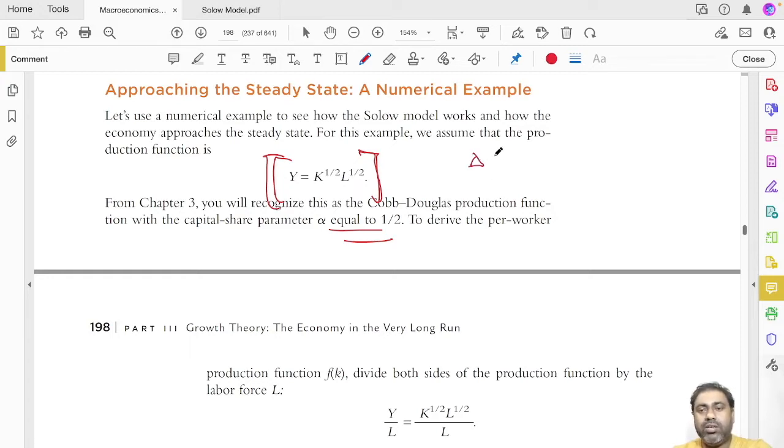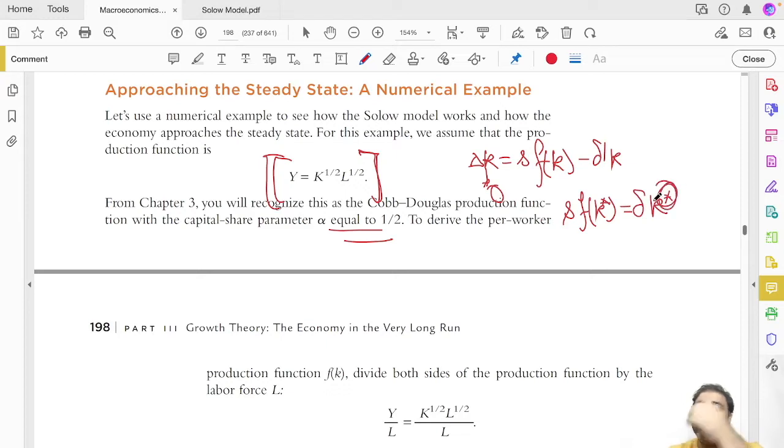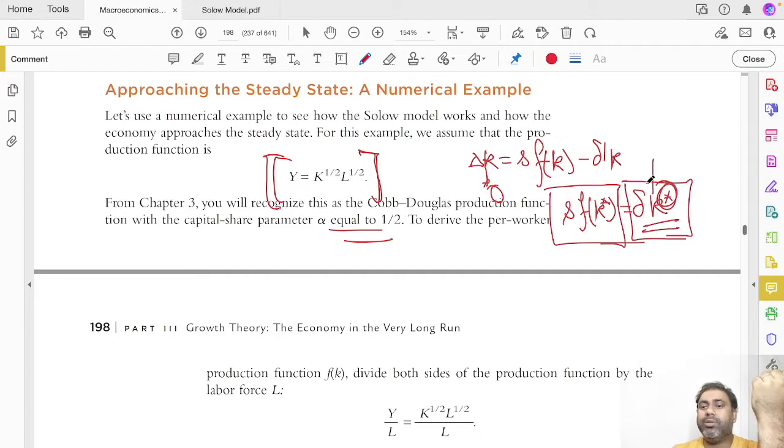So the equation was delta K is equal to S F K minus delta K. This was the equation. Now when we put this at zero, this becomes S F K star is equal to delta K star. So this is the unit of capital at which total investment in the economy is equivalent to the depreciation. So this is how we get the equation.